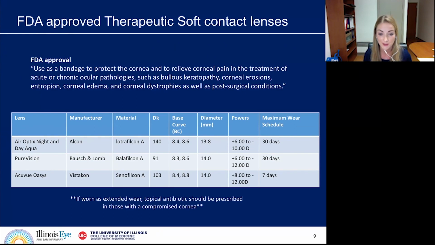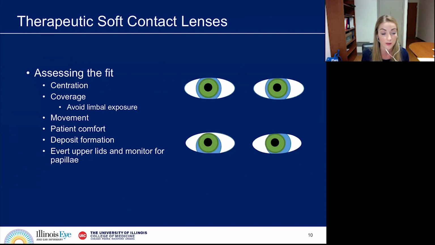So again, like I mentioned, if you look at that oxygen permeability, it's really high. These lenses are all available in 2 different base curves. And so we usually will start with one. If the fit isn't good, we might change the base curve to improve the fit. These lenses are also approved for specific wear schedules. So the AccuView Oasis as a daily wear lens is approved for 2 weeks, but if it's extended wear, it's 7 days. And I will say it's very important to note that if I'm using this on a compromised cornea, the patient should always be on a topical prophylactic antibiotic.